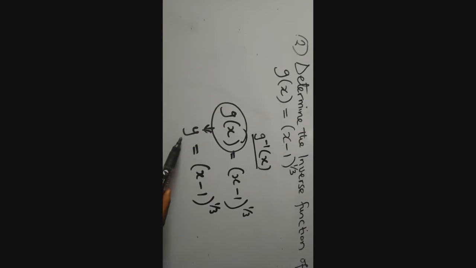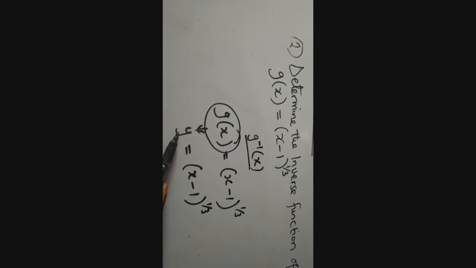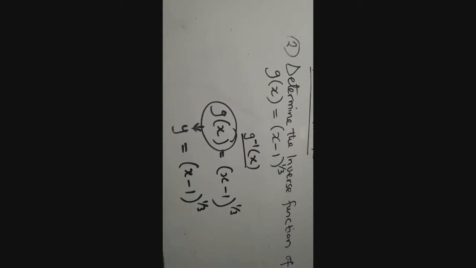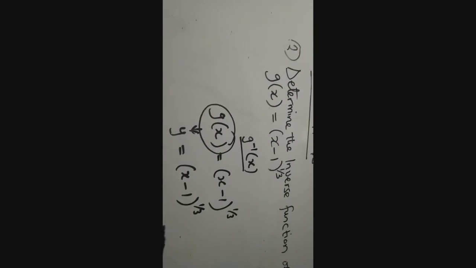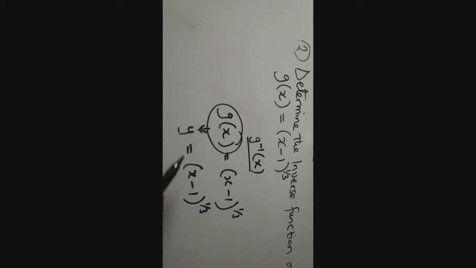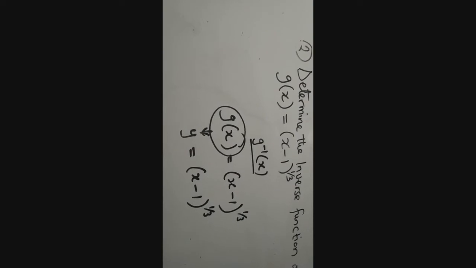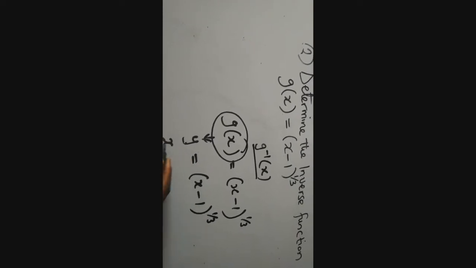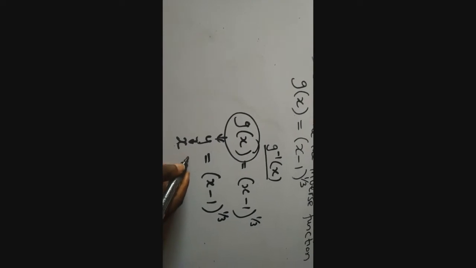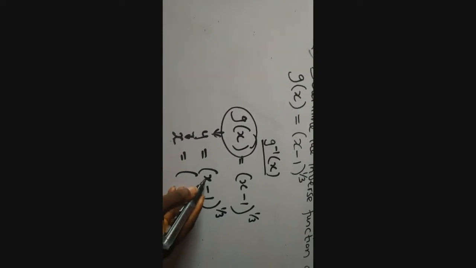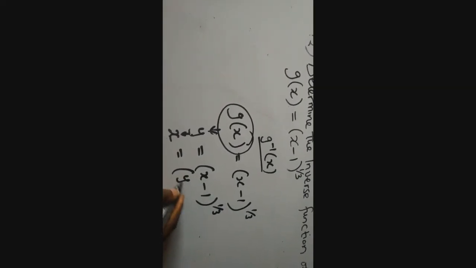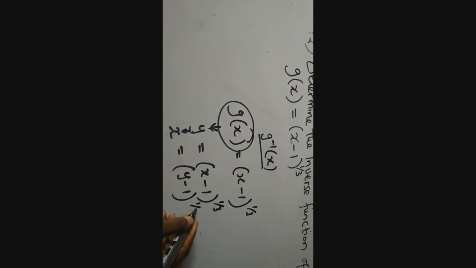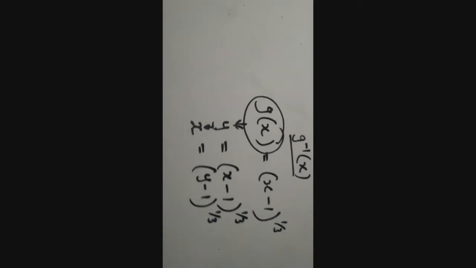The next step is to replace x with y and y for x. Anywhere I see y, I put x. Anywhere I see x, I put y. Now we are having x is equal to y minus 1 raised to the power of 1 over 3.